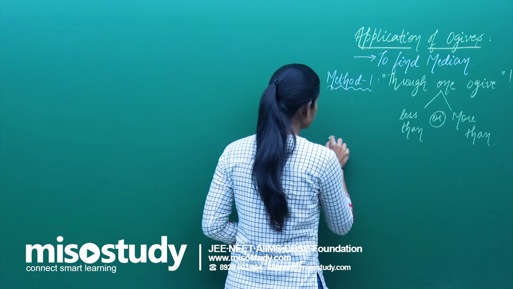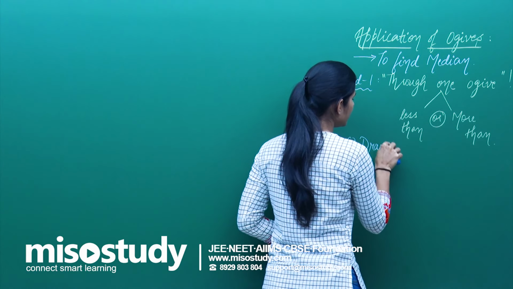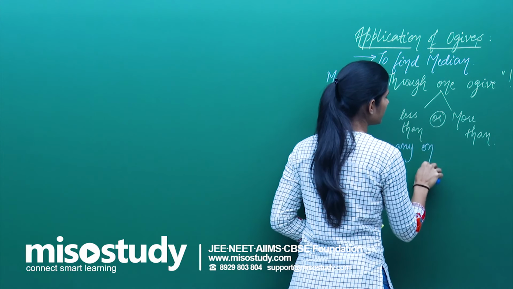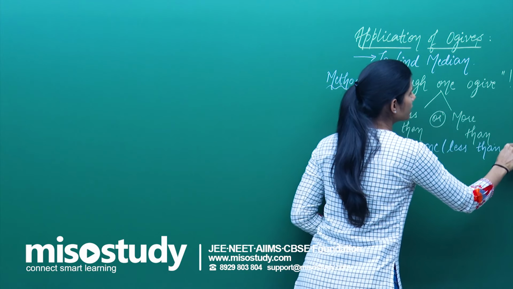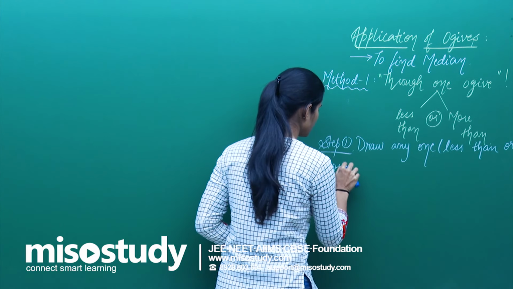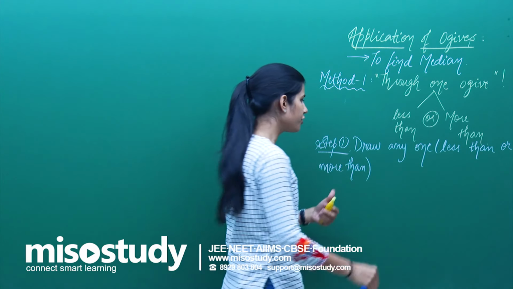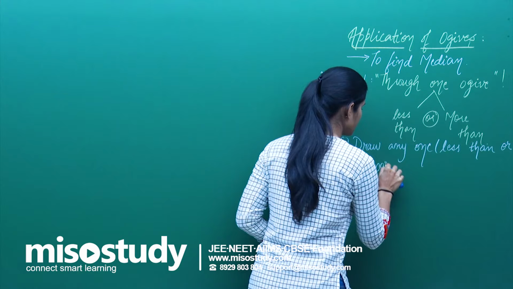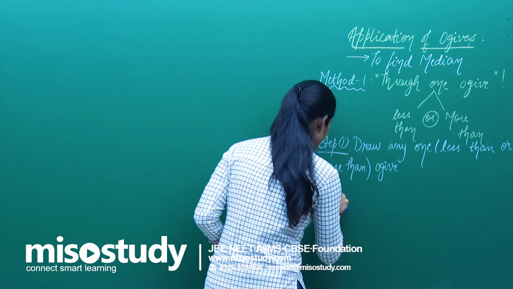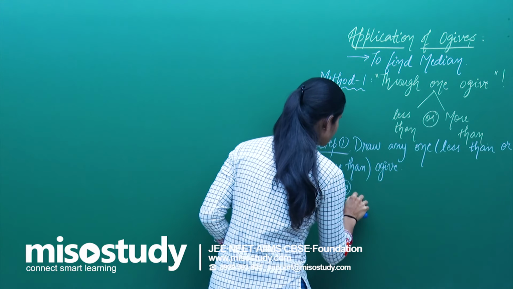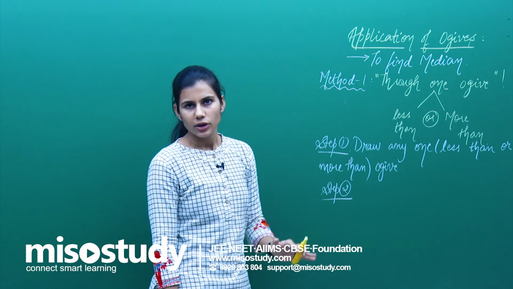So what is the algorithm? Step number 1 says: draw any one less than or more than cumulative frequency curve or ogive for the given frequency distribution. Step number 2. Once you have completed drawing the ogive, the less than or the more than, any one, you will be having it in your paper.